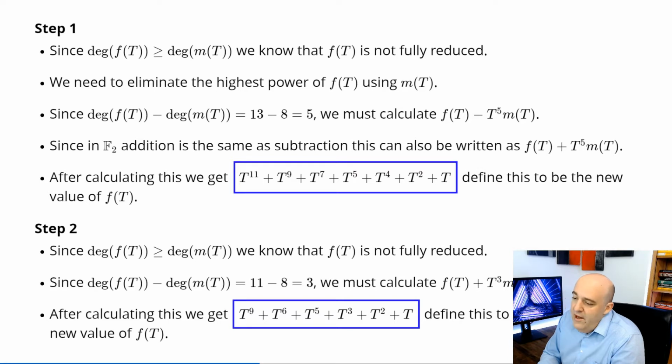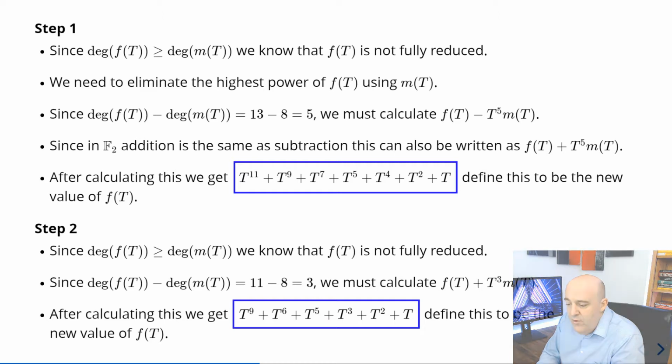Now, since we're in F2, addition is the same as subtraction. So instead of writing f of t minus t to the 5 m of t, we'll just write f of t plus t to the 5 m of t. When we calculate that, I'll spare you the details, we get an 11th degree polynomial. So we started with the 13th degree, and we knocked it down a little bit on step 1 to an 11th degree. And that's our new value of f of t.